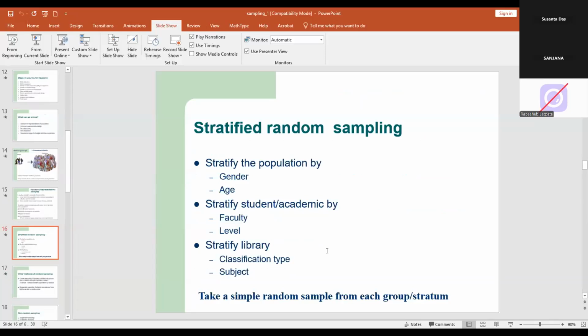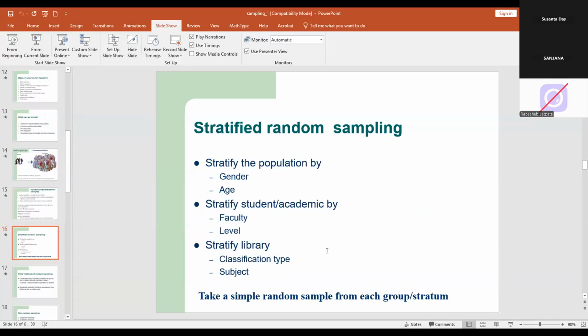Okay. Does anyone have any questions regarding this stratification and simple random sampling, representative sample? Anything else? Shall I proceed?